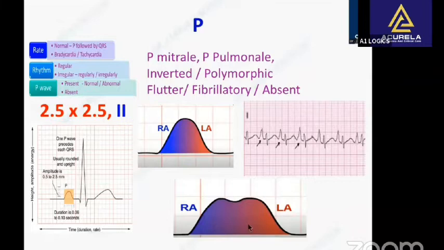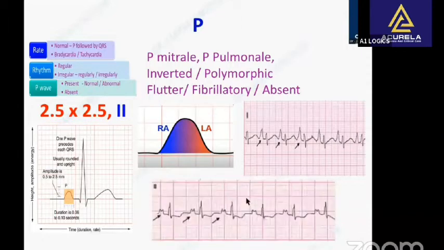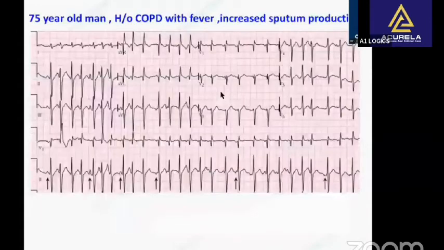What happens if the left atrium is enlarged? Then the second half of the P wave will be affected. So we tend to have a broader or wide P wave and a bifid or notched P wave. This is indicative of left atrial enlargement. This is also called P mitrale. This is commonly seen in mitral stenosis. Apart from this, we can have an inverted P wave, a polymorphic P wave, flutter waves, fibrillatory waves, or an absent P wave.